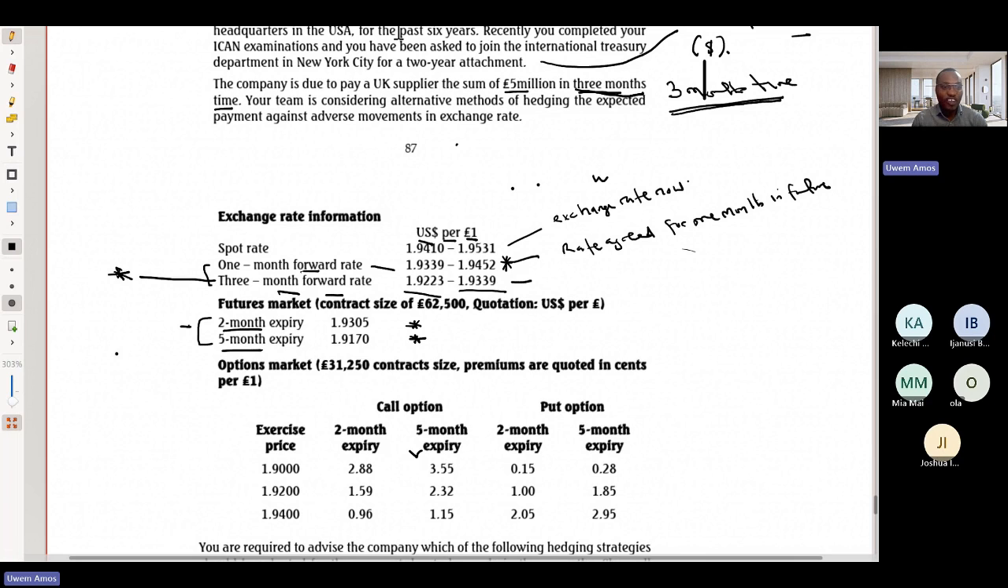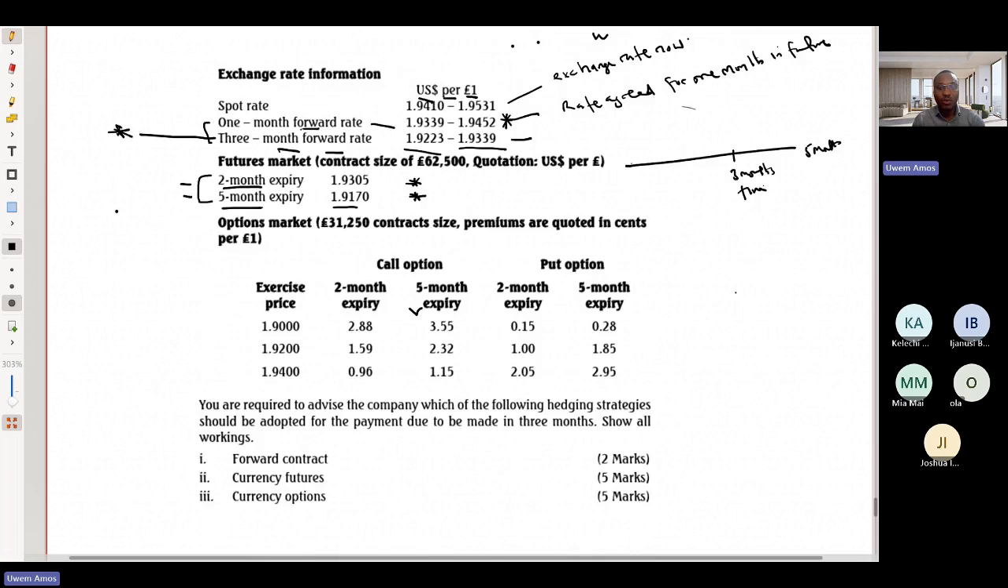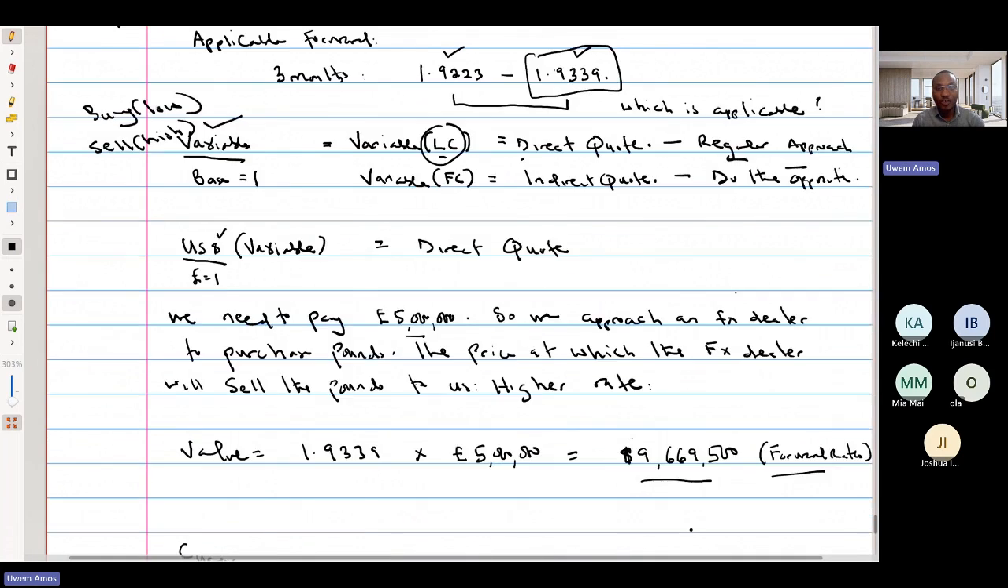And then we have the future that's expiring in 5 months. So that therefore means that it's open from now to 5 months. So we'll do our payment in 3 months' time. So this 5-month future is still open as at when we need to make a payment. So that would be the applicable future. The 2 months is not applicable because it would have expired by the time we need to make our payment. So the applicable future for us would be the 5-month expiry future.